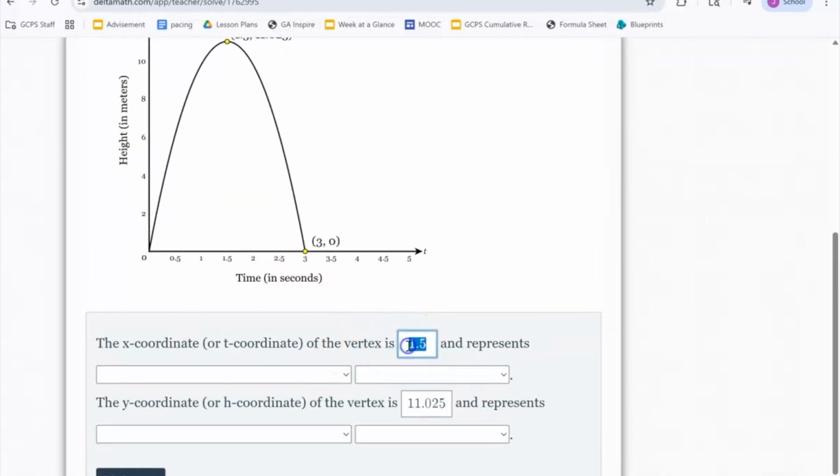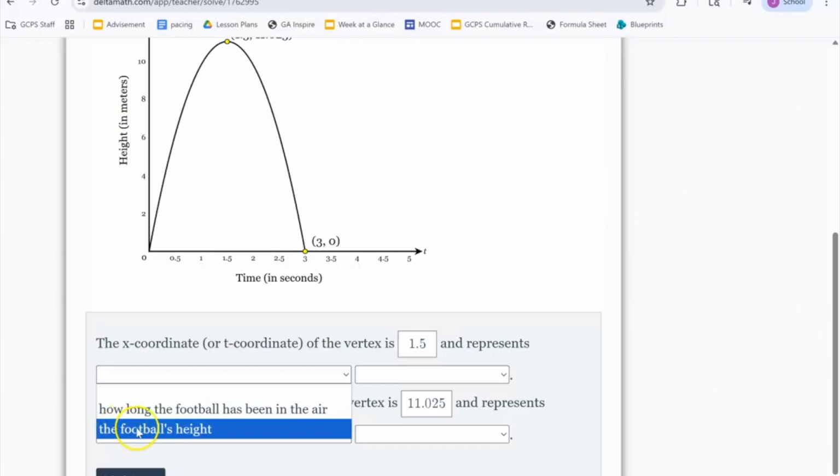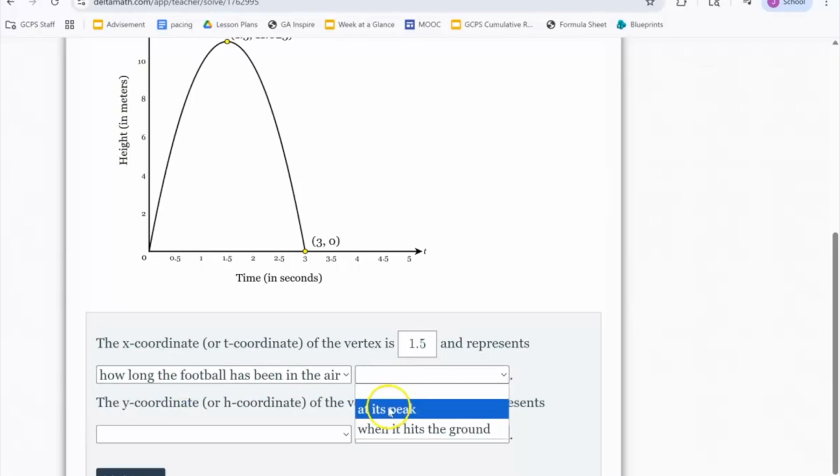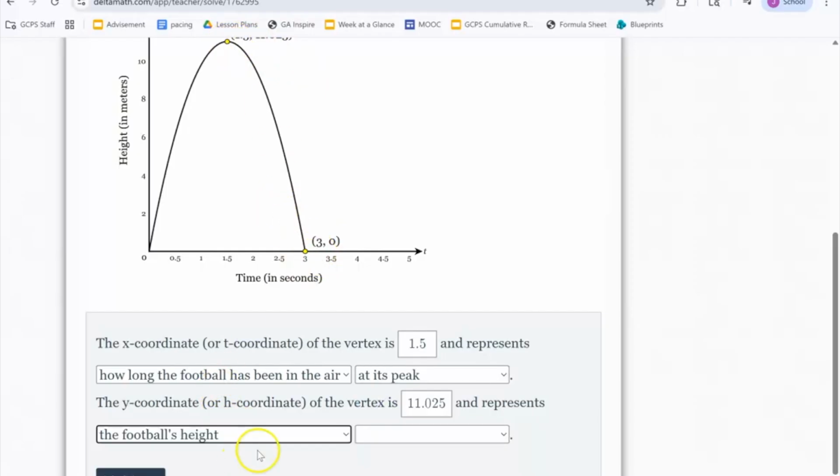So the 1.5, which is the x, which is the time, x is time. So you're looking for time, how long the football has been in the air at its peak because it's at the maximum, not at the floor. The y coordinate, which is now the height, right, represents the peak because it's at the maximum and not on the floor.